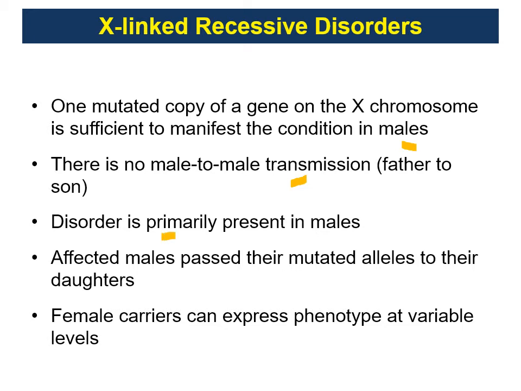Disorder is primarily present in male. This is because male only has one X chromosome. Affected males pass their mutated alleles to their daughters. Female carriers can express phenotypes at variable levels.